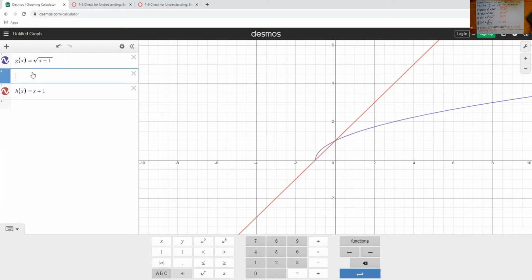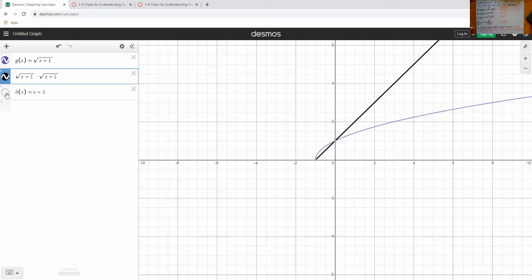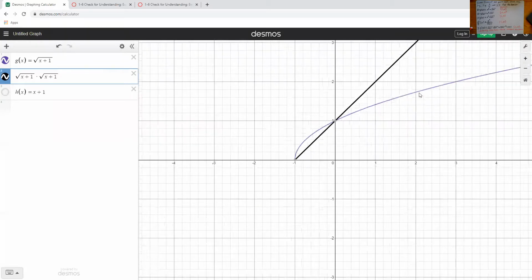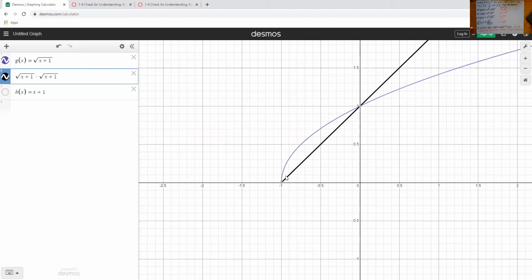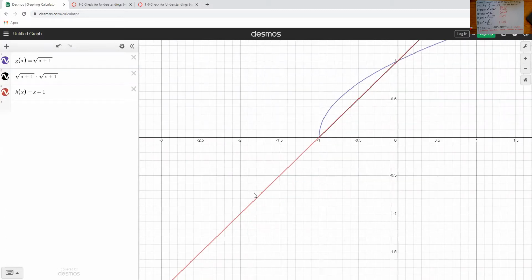But look what happens when I multiply the square root of x plus 1 times the square root of x plus 1. Wonder if Desmos is smart enough to do it this way. It is. Okay, so when I multiply the square root of x plus 1 times the square root of x plus 1, even though this ultimately equals x plus 1, because I built it from components, I built it from pieces that have a restriction on their domain, combining them still leaves that restriction. This is still going from negative 1 to infinity, even though it simplifies to something that goes from negative infinity to infinity.